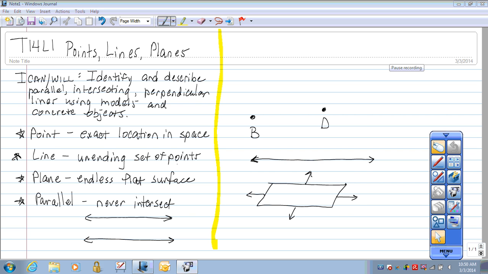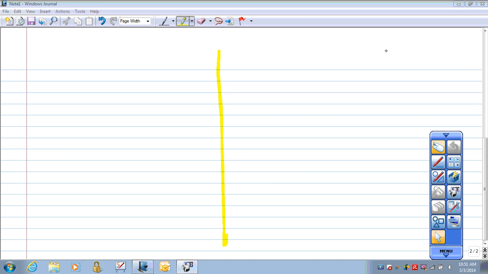If you have 2 lines that never ever come in contact with each other or never intersect, they are considered parallel lines. I'll pause here, let you finish, and we'll go to the next.